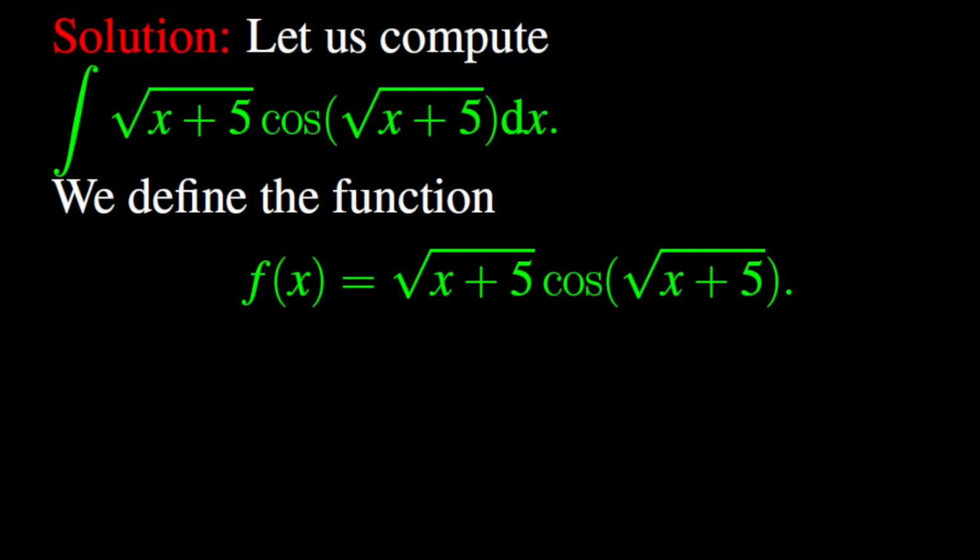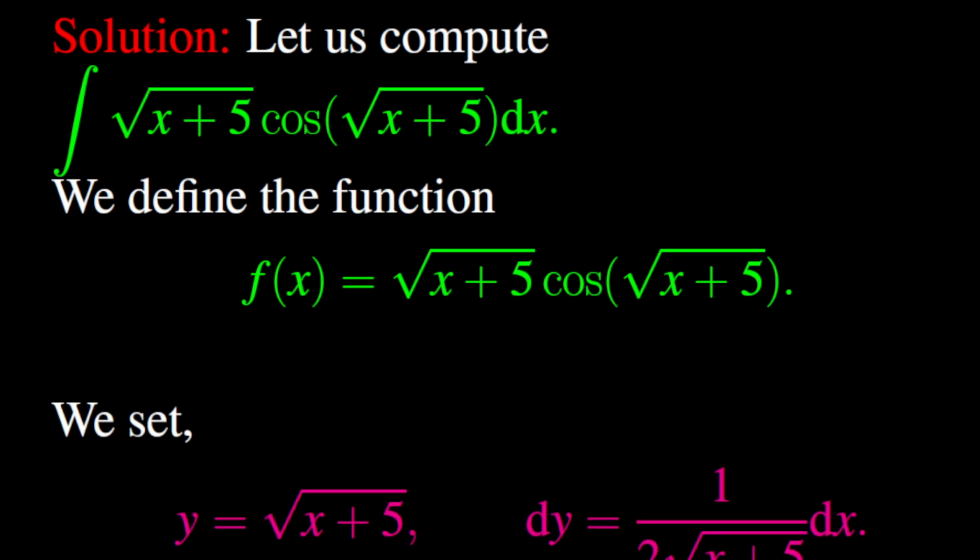We will perform a change of variable, we introduce a new variable. It is evident that the natural choice for the new variable y should be the inner function. Thus, y should be square root of x plus 5. So, we set y equal to square root of x plus 5 and dy should be equal to the fraction 1 over 2 times square root of x plus 5.